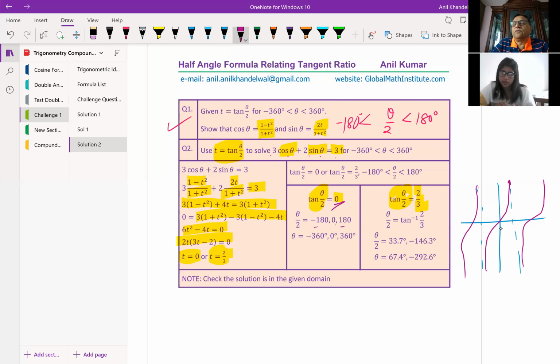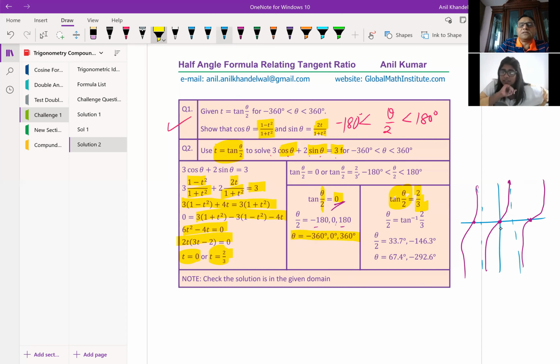So we get these three values, which are minus 180, 0 and 180. The period for tan is 180, correct? Multiply this by 2 to get the value of theta. So we get 3 answers for tan theta by 2 equals 0. The mistake I made last time was that the values you get have to equal theta over 2, not theta.